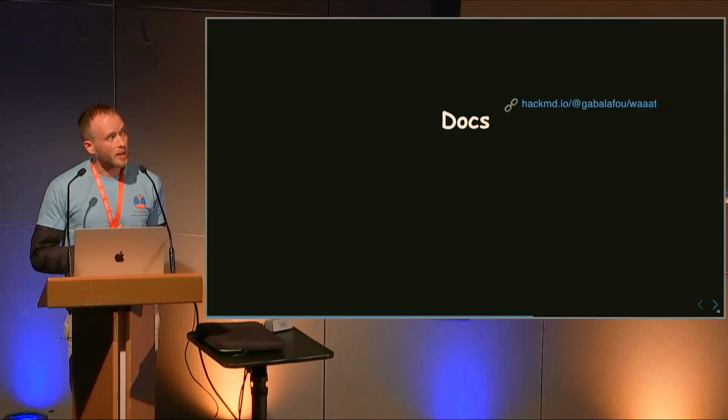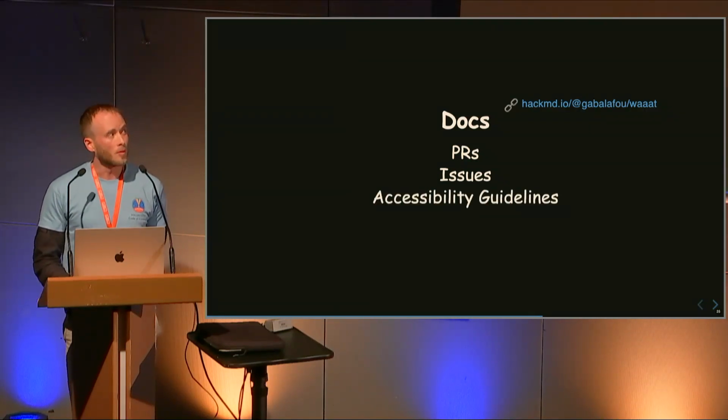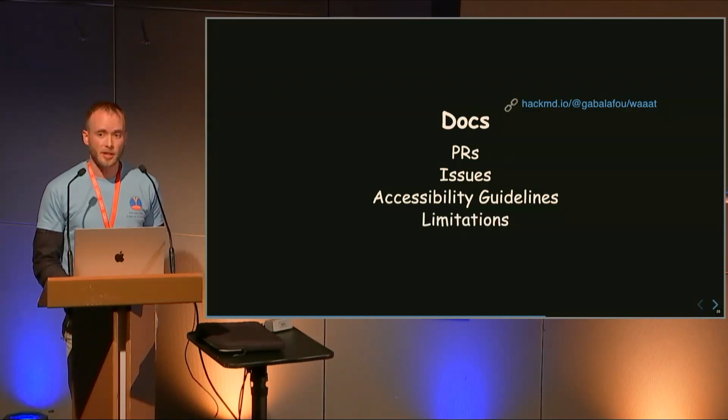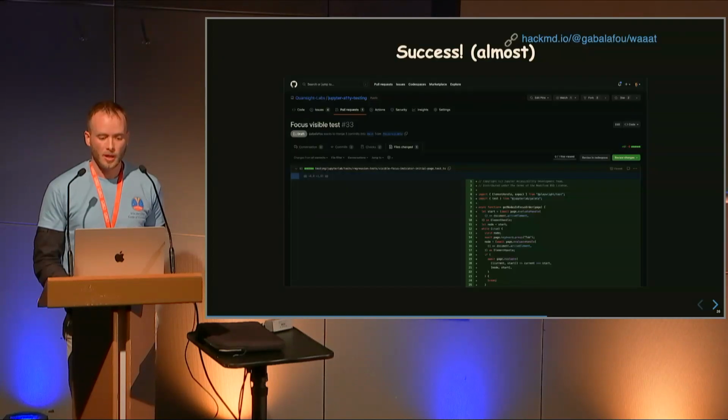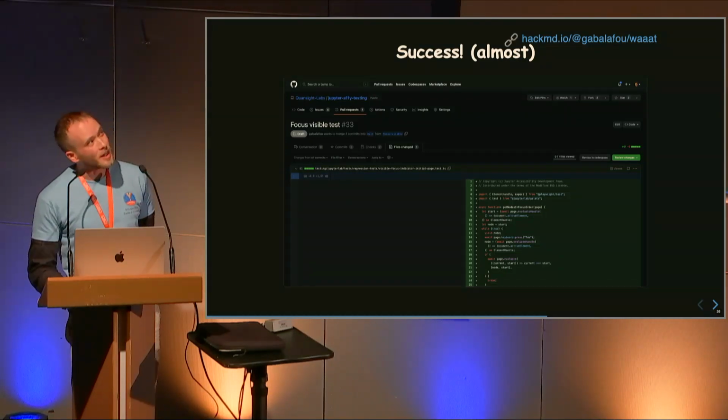So anyway, if I were to write a doc for this, I would make sure to link the PRs that fix the accessibility issue, and there's more than one at this point. Link to the issues that are involved. Specify the accessibility guidelines and link to those. And also just talk about the limitations of the test. And this is a draft PR I submitted. I was hoping to submit the final PR, but I didn't want to submit it without writing the docs.